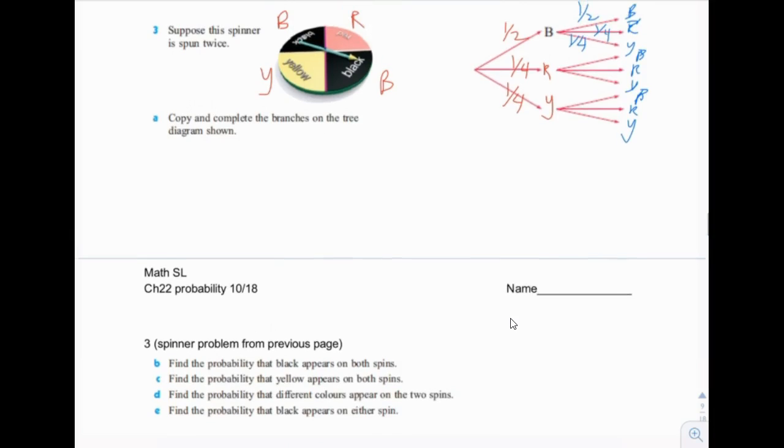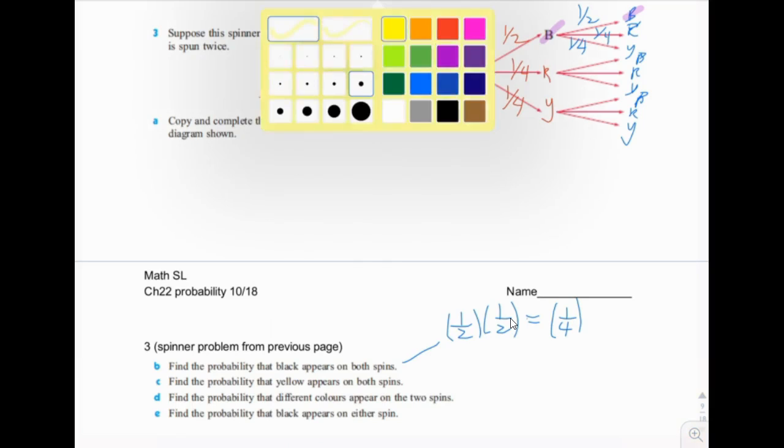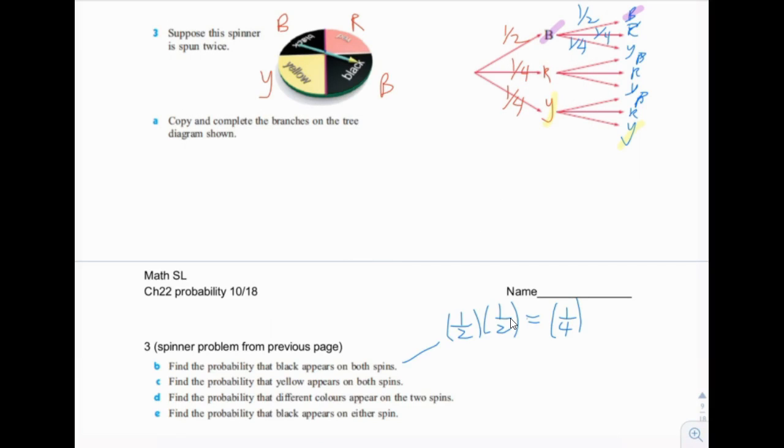Black on both spins. So that would be which one? That would be black, black. So that would be 1/2 times 1/2, which would be 1/4. Okay, next one. Find the probability that yellow appears on both spins. Yellow, yellow. So let's see. Let's mark that in yellow. Yellow, remember, is 1/4. And to do yellow again, it would be 1/4 again. So that would be 1/16.